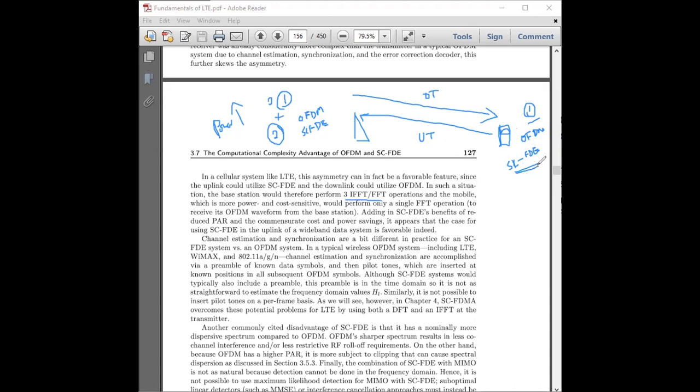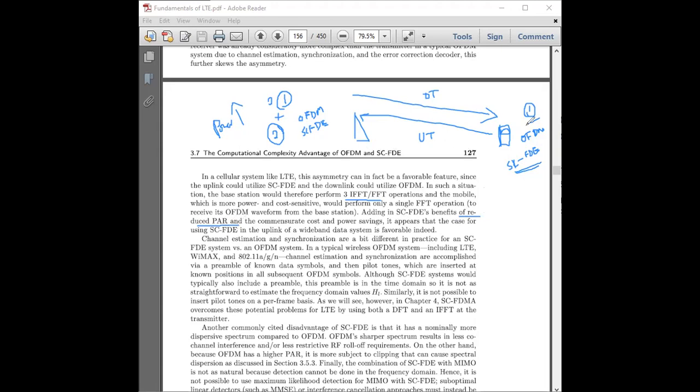And second thing is your SC-FDE has very low PAPR. Okay, so this is the second advantage. First is already they had an advantage of reduced PAPR, so that the power amplifier of a phone is sort of efficiently used. Okay, so it's going to last longer.